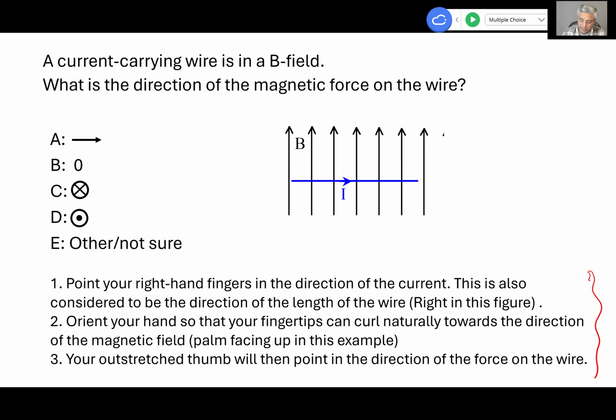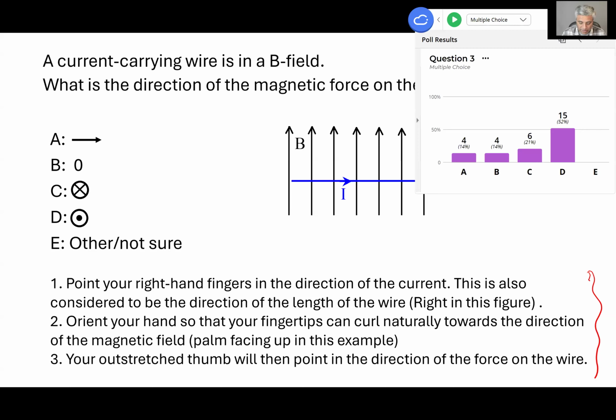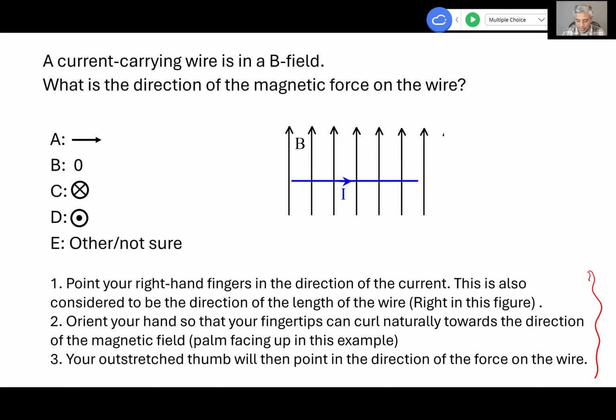Okay, let's see what we got here. So mostly D. That means it's coming out. So here, current is going this way to the right. So my right is that. So I need to start by, let's say, comfortably stretching my hand like that, right? And then now, should I be doing this?